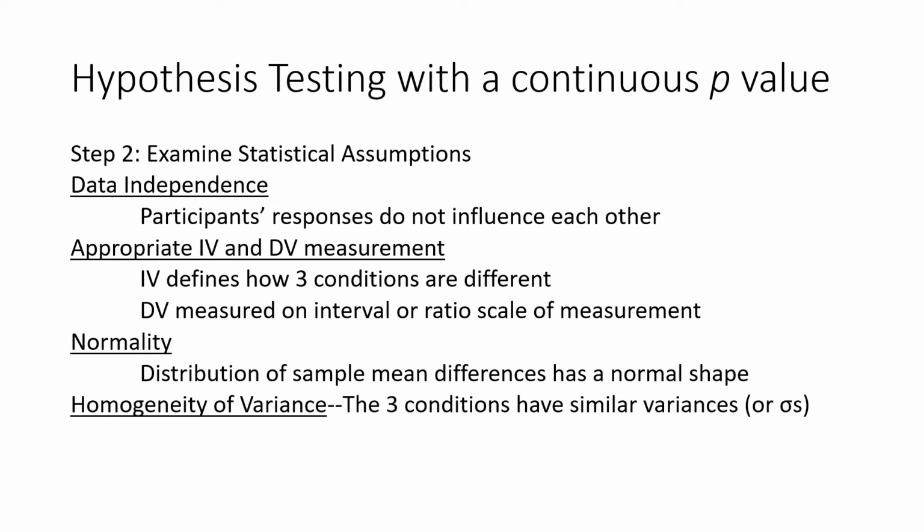The final assumption is the homogeneity of variance assumption, where the three conditions have similar variances or similar standard deviations in the populations from which they're drawn. And that's likely to be the case here. There are some tests that you can use to test this using a computer, but you can also use the rule of thumb. We'll just look at the standard deviations of the three groups, and if one's not 3 times the other, we're probably just fine with this.